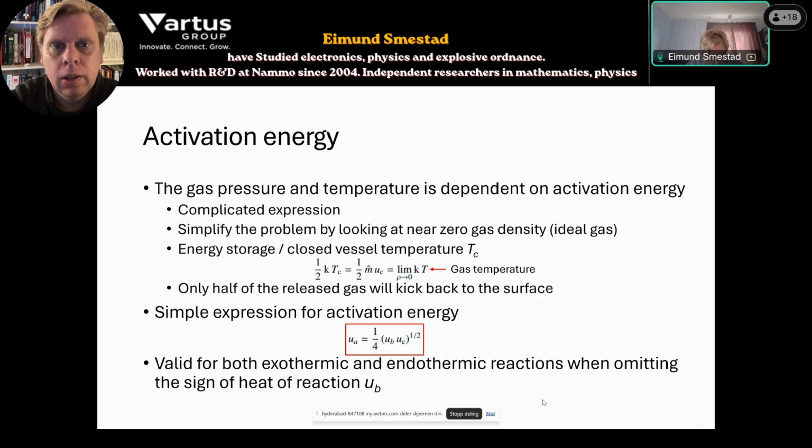With this simple step, we can derive a simple expression for the activation energy, UA, which is equal to 1/4 times the square root of heat of reaction UB and energy storage UC. This expression of the activation energy is valid for both exothermic and endothermic reactions when the sign of heat of reaction UB is omitted.